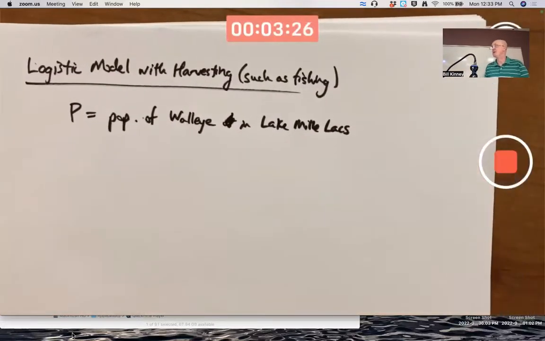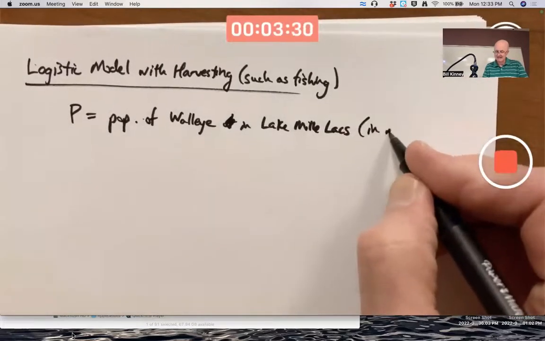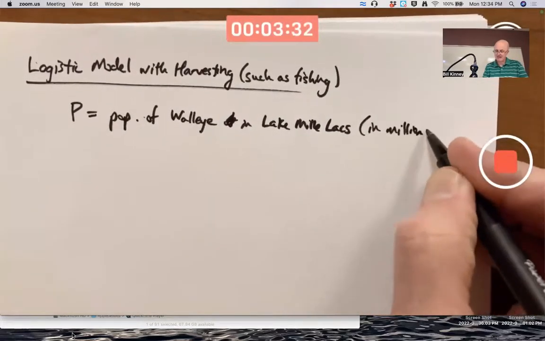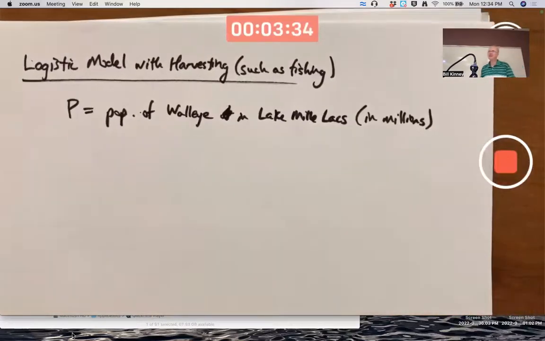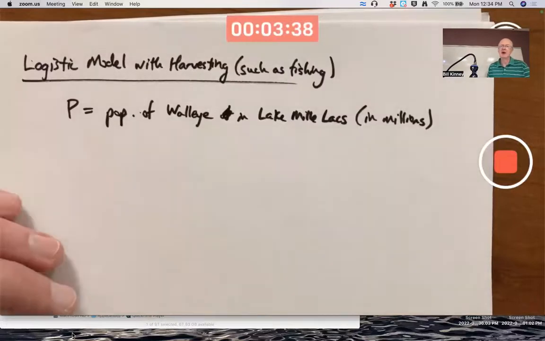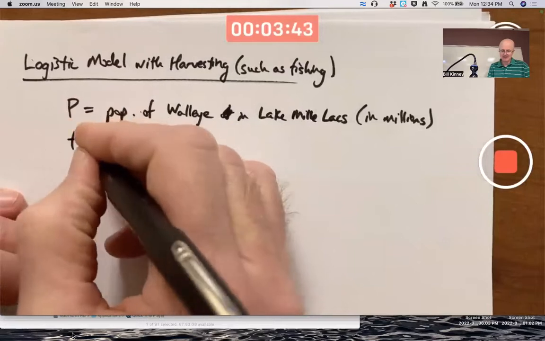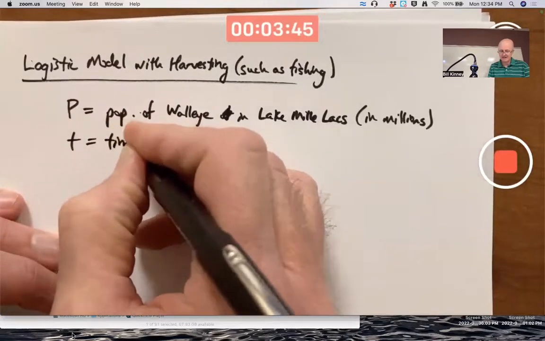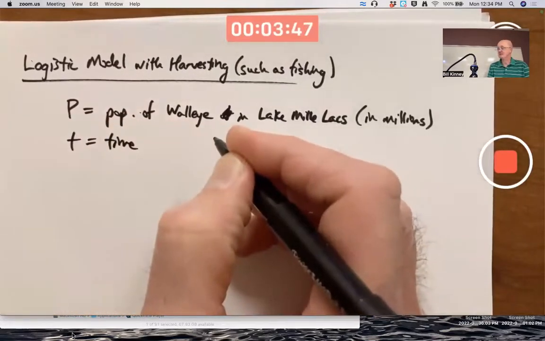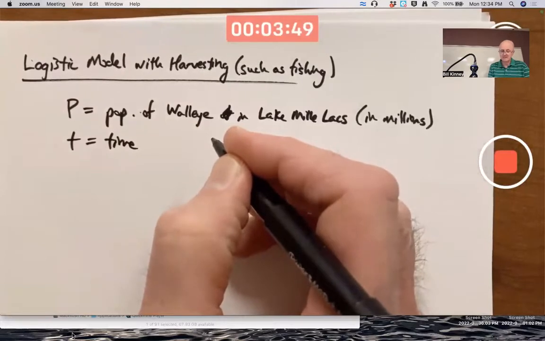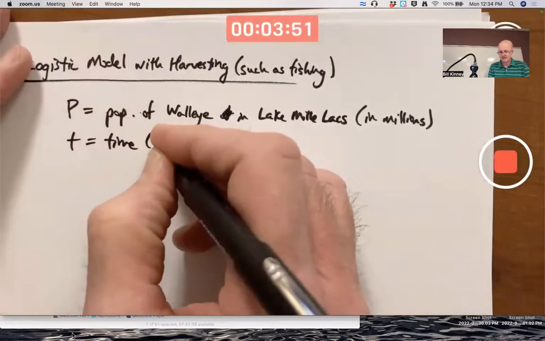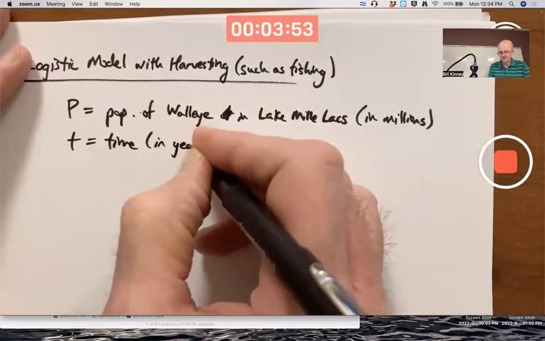Think about appropriate units, probably millions of walleye, right? It's a pretty big lake. And yeah, there's typically a lot of walleye in pretty big lakes in Minnesota. Probably it's in the millions. As usual, T will be time. What makes the most sense? There's lots of things you could use. You could use months. We'll do the typical thing here, say in years.